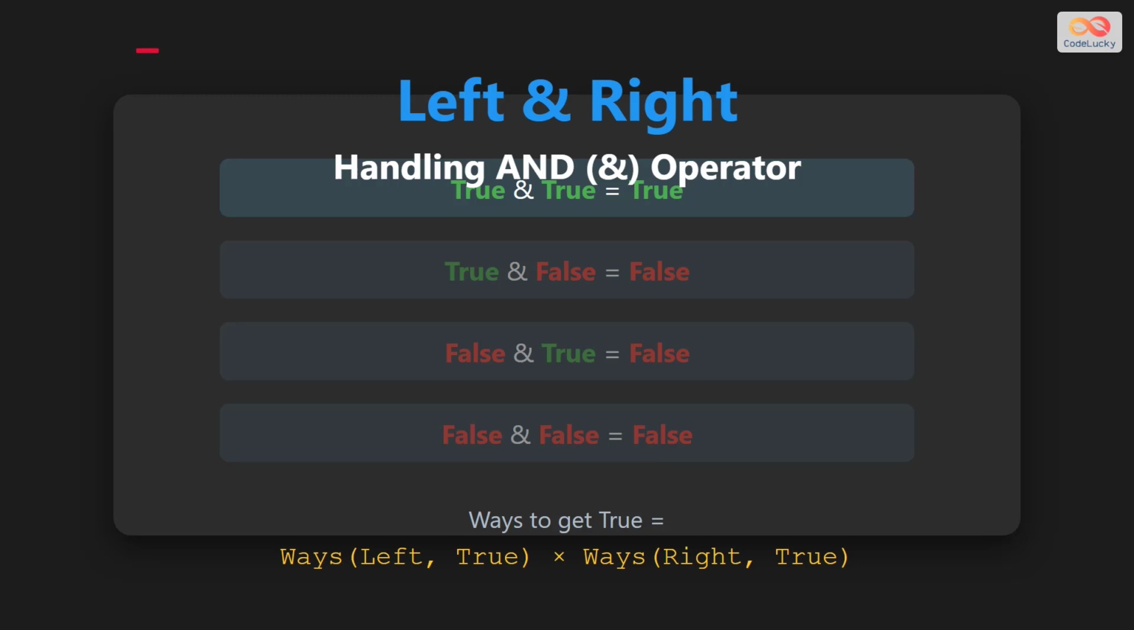Let's look at the logic for the AND operator. For the result of left AND right to be true, both the left side must be true and the right side must be true. So, the number of ways to achieve this is the number of ways the left side evaluates to true, multiplied by the number of ways the right side evaluates to true.